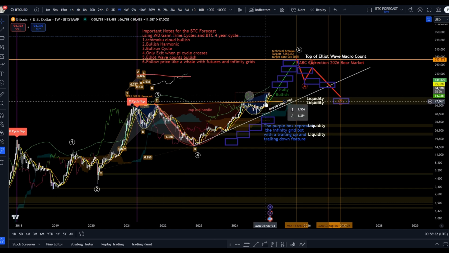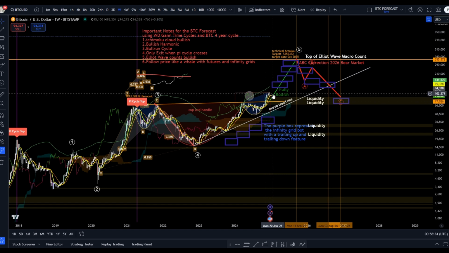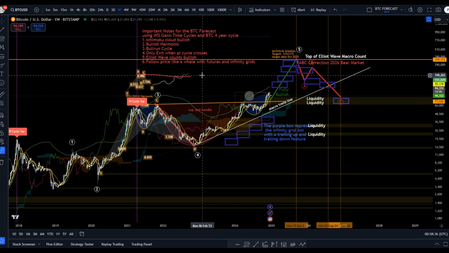The Elliott wave counts are also bullish, with your wave 1 impulse, your wave 2 retracement, your large wave 3 impulse, and your wave 4 retracement. And we're now moving up in a macro wave 5. After wave 5, we will see an ABC correction leading us into the new bear market.